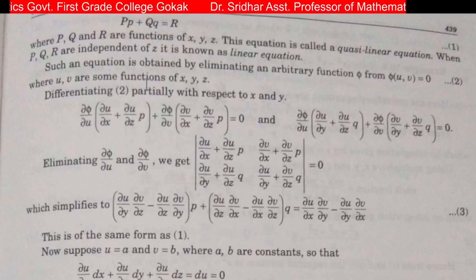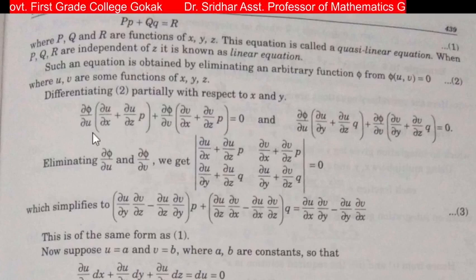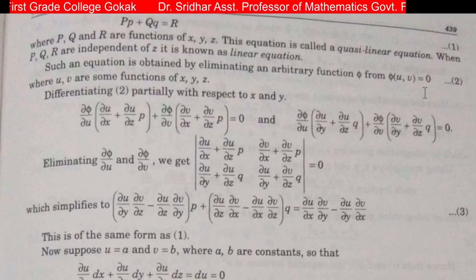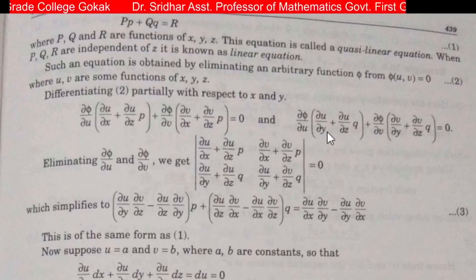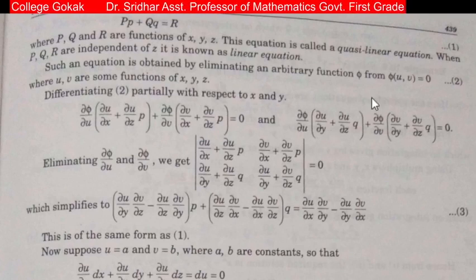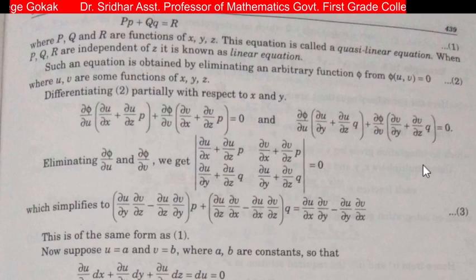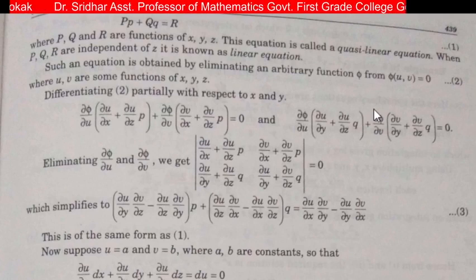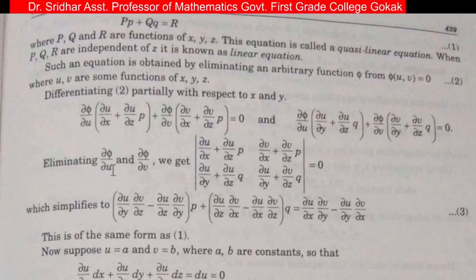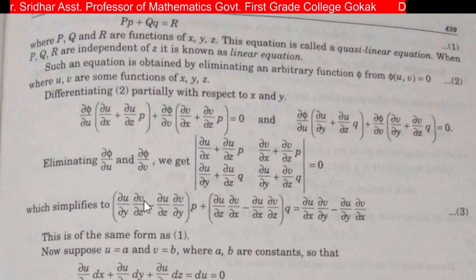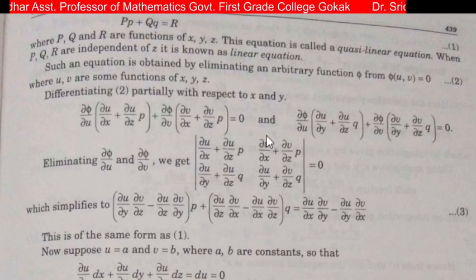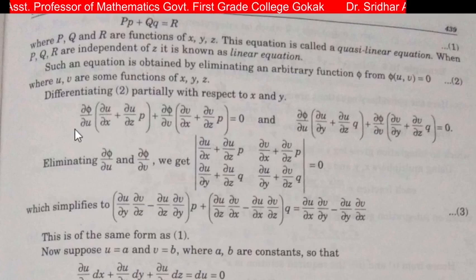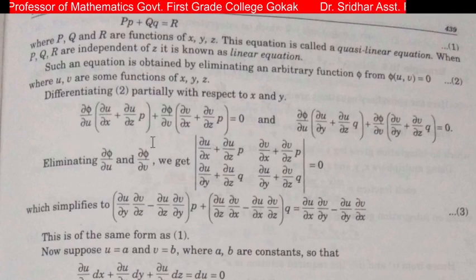So this is differentiation with respect to x, and this is differentiation with respect to y. Differentiate this equation partially with respect to x and partially with respect to y. Now eliminating dou phi by dou u and dou phi by dou v from these two equations, this is just like simultaneous equations.